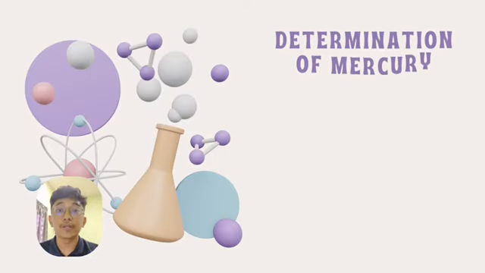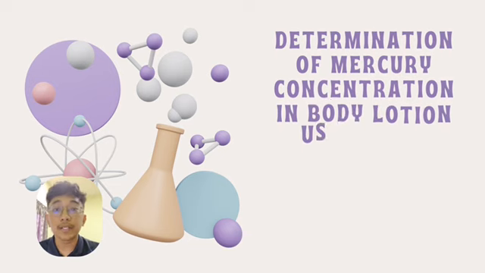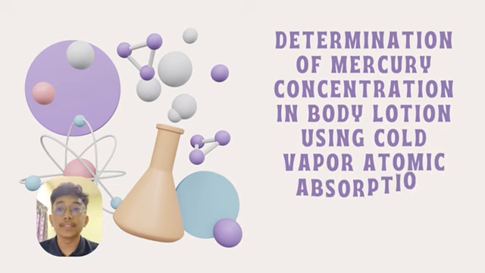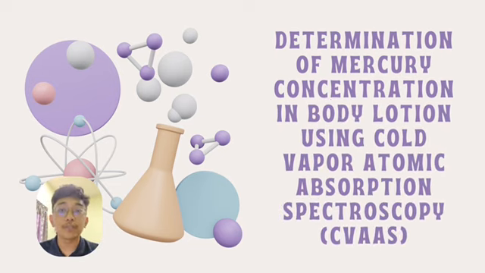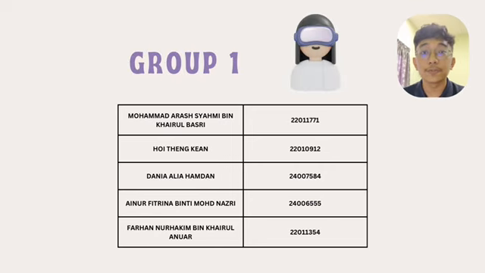Assalamualaikum warahmatullahi wabarakatuh. We are from Group 1 and now we will present about the determination of mercury concentration in body lotion using cold vapor atomic absorption spectroscopy, CVAAS. The group members of Group 1 are Muhammad Arash Shahmi bin Khairul Hasri, Hoi Tenkian, Dania Alia Hamdan, Aino Fatrina binti Muhammad Nazri, and Farhan Hakim bin Khairul Anwar.